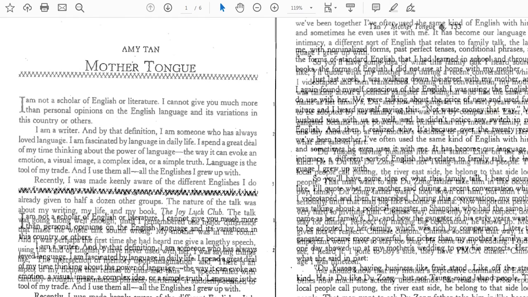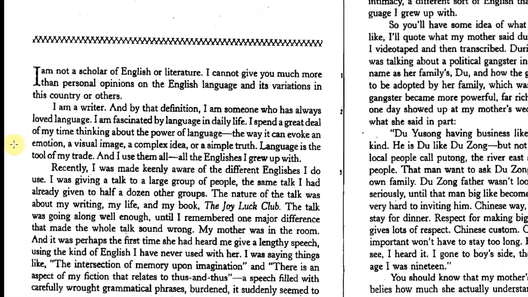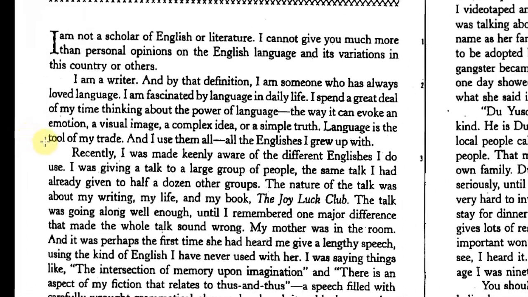It's really well done. Now, I want to look at the third paragraph and talk about how Amy Tan begins it. These first couple of paragraphs are just sort of preliminary warm-up paragraphs. She's giving you an indication of what she's going to write about in this narrative. When we get to the third paragraph, I want to just look at her opening sentence. It reads, "Recently, I was made keenly aware of the different Englishes I do use." I'll just stop right there and consider what that sentence accomplishes.